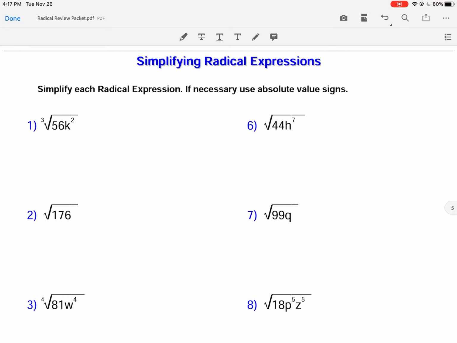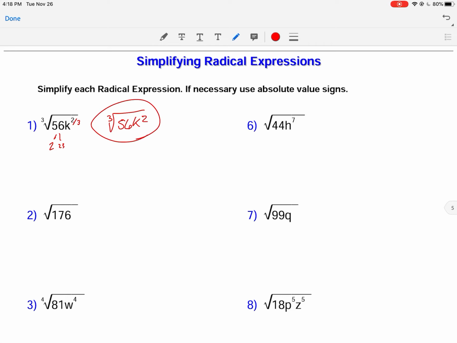So let's do a couple practice problems from each page. All right, we're doing the cube root. So let's see, 56 is 2 times 2 cubed, and 2 cubed is 8 times 7, where 7 is a prime number. And k, we divide that, 3 doesn't go into 2. So that's going to be the cube root of 56k squared. That's exactly as far as it goes.